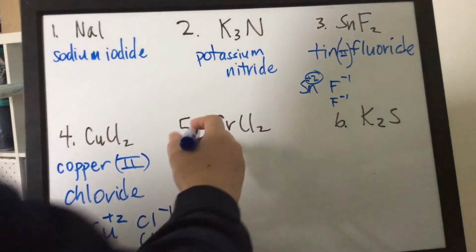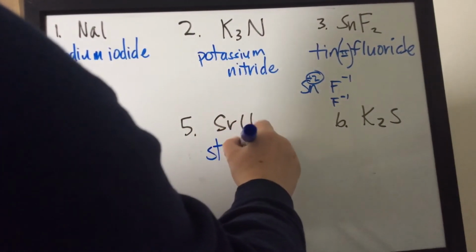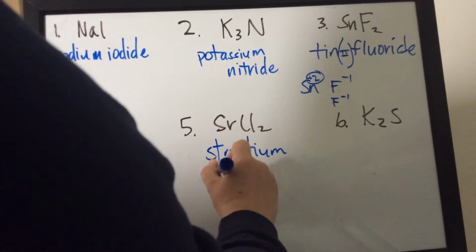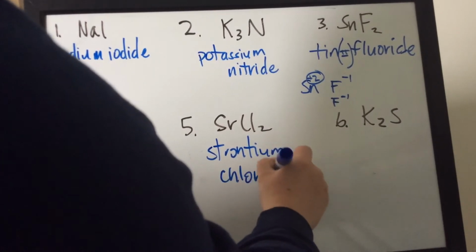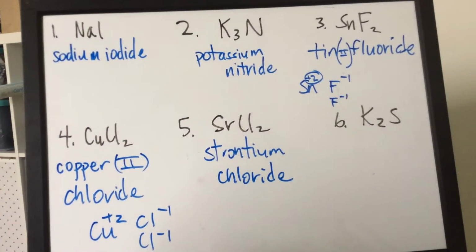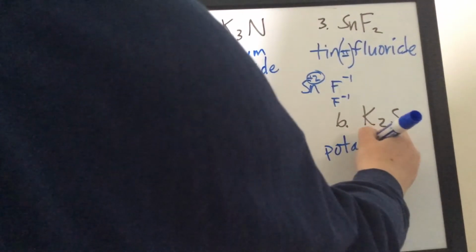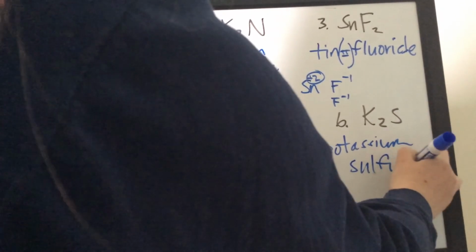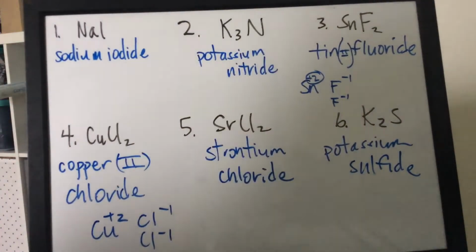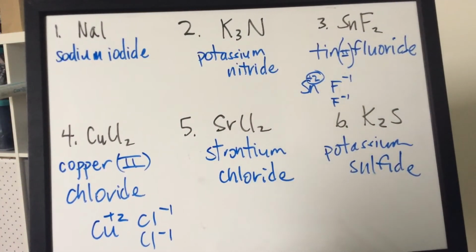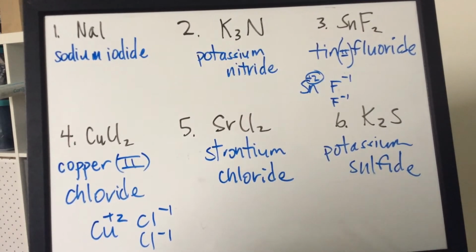Number 5, SrCl2, that's strontium. Strontium is not a transition metal, so this is just strontium chloride. And number 6 is potassium sulfide. And potassium is also not a transition metal, so I'm done. And that is naming ionic compounds.